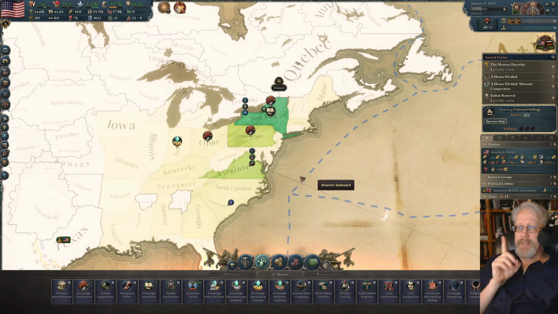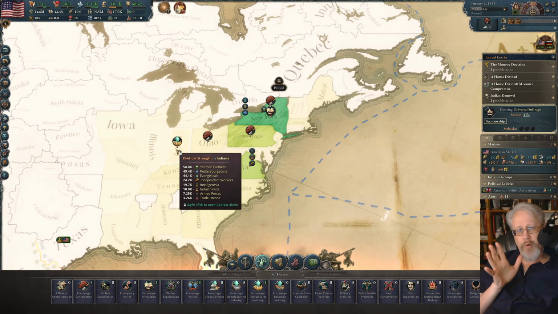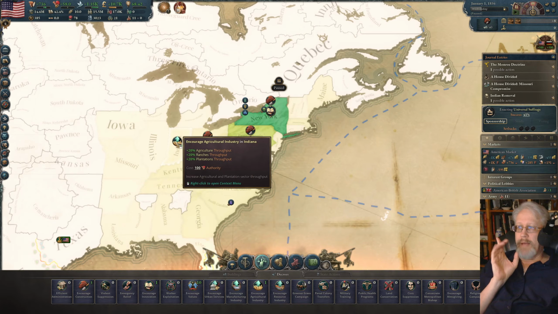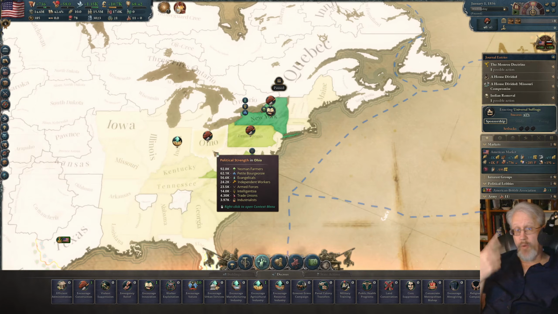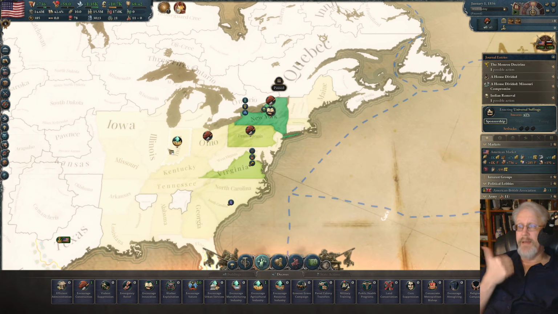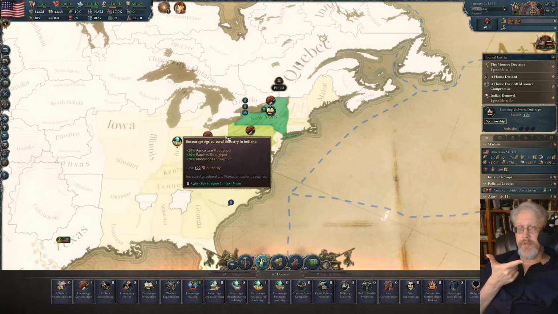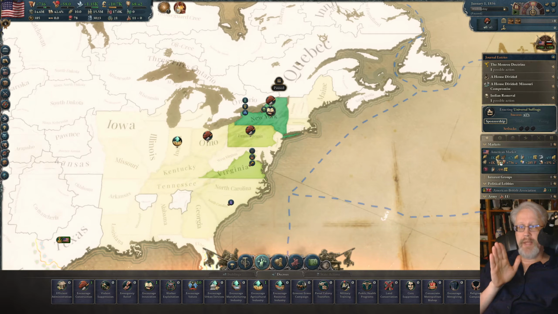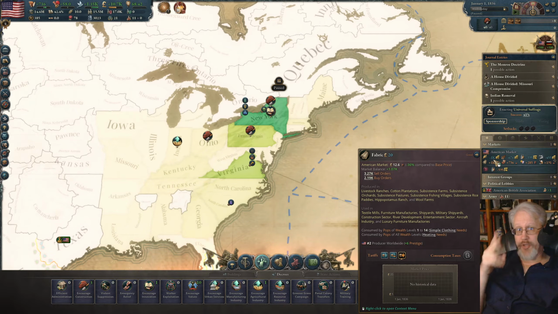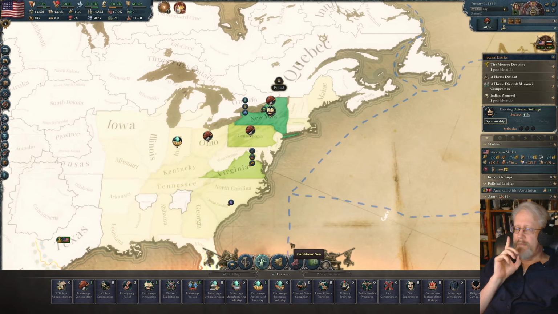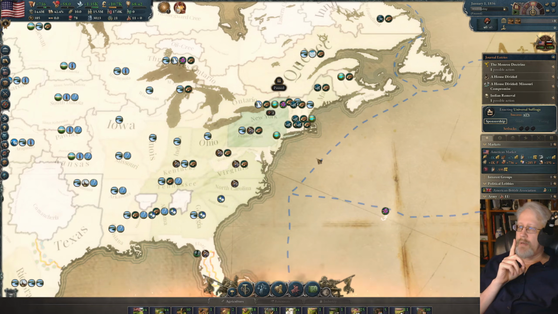And then because Indiana has the largest number of corn farms on it, I'm going to encourage agricultural industry there in Indiana. And then once I get Ohio going to where it has more farms than Indiana, I'm going to switch this focus over to Ohio. I haven't let it run yet, but we'll see what this will do to my actual grain situation.